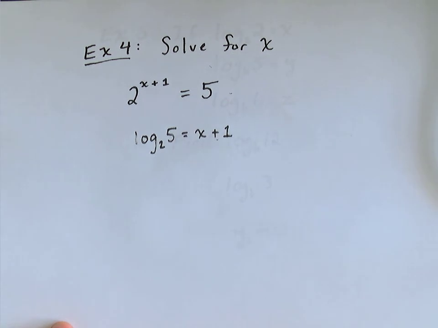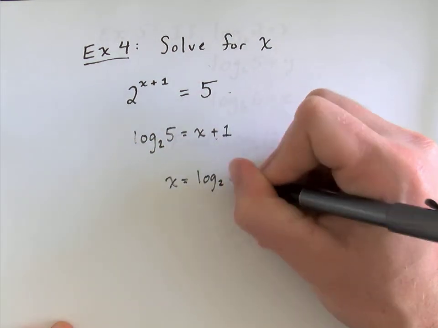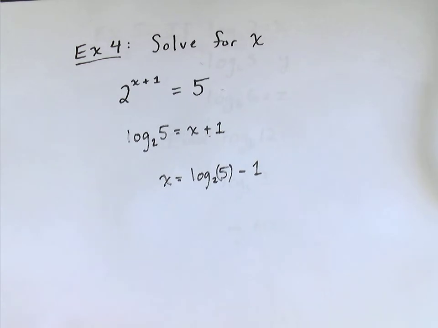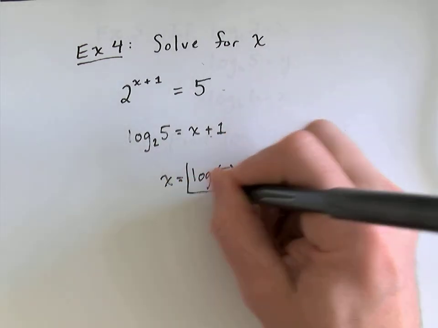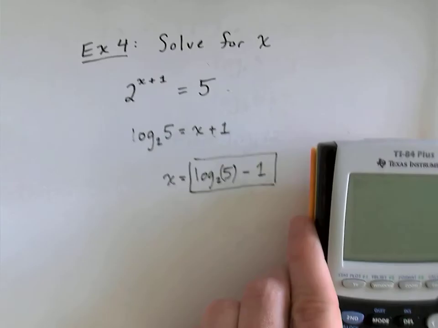Which means x is equal to log base 2 of 5 minus 1. Now keep in mind that 5 is in the argument, but the 1 isn't. And that's our solution. Sometimes you might be asked to approximate that solution. You can use a calculator.